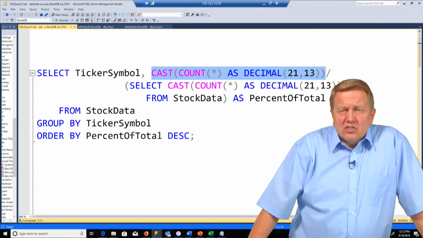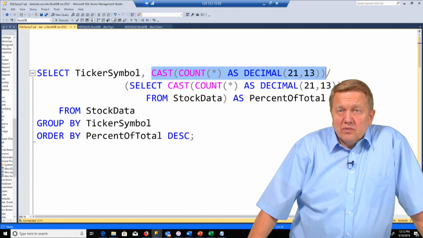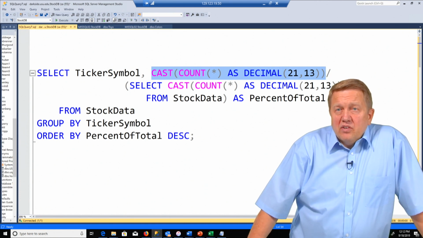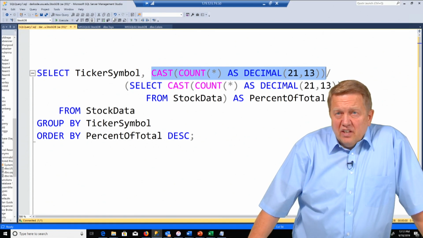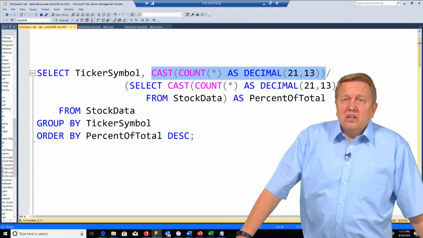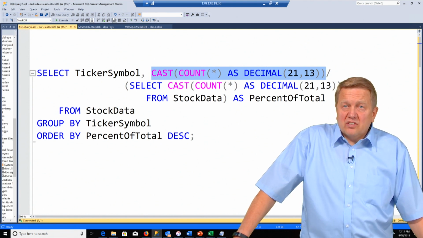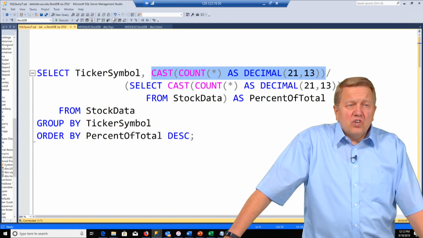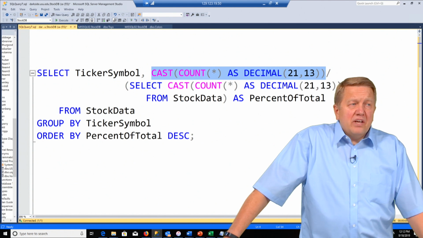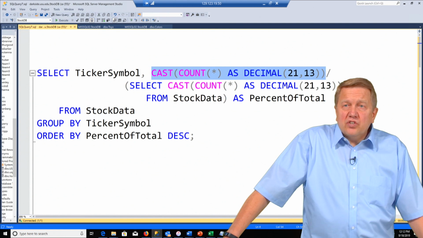Somebody might say, yeah, it looks a lot more complex than that because I have that cast to a decimal. I'm doing that because if I just do a count star, it returns an integer. In this case, I'm going to be dividing the number of days for a ticker symbol by the number of days for all stocks. And that's going to return two integers. And in SQL Server, if you divide one integer by another, you can't get a decimal. So you're doing integer division.